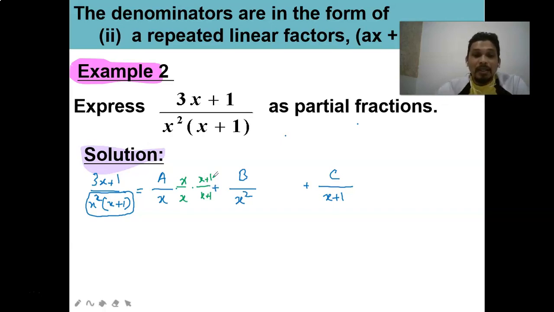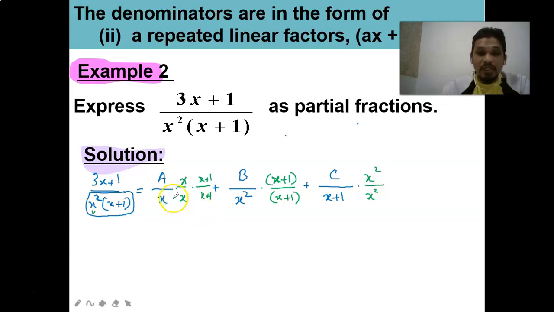Okay, then next, for b divided by x squared, it already has x squared, so then we need another of x plus 1, divided by x plus 1. And then we will compare this denominator of this x plus 1, it already has x plus 1, it just needs another of x squared. So then multiply with x squared and also x squared.